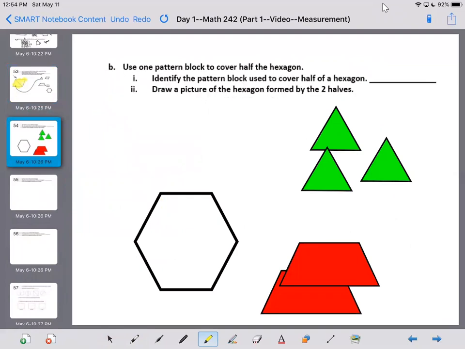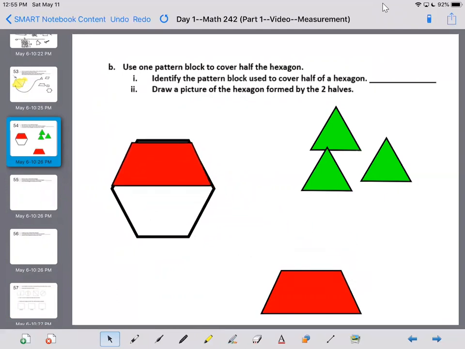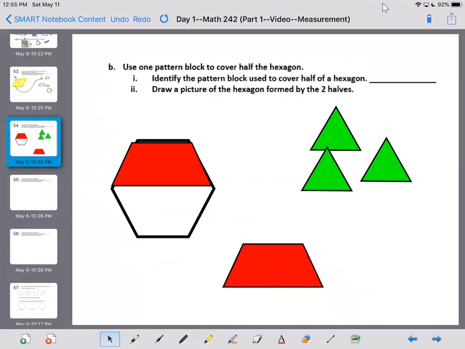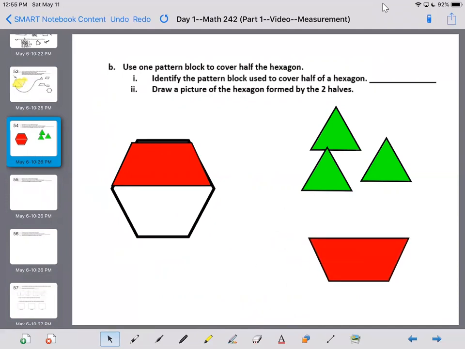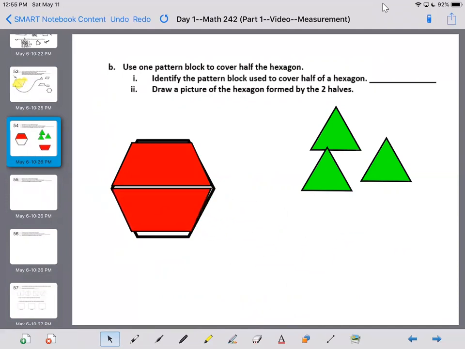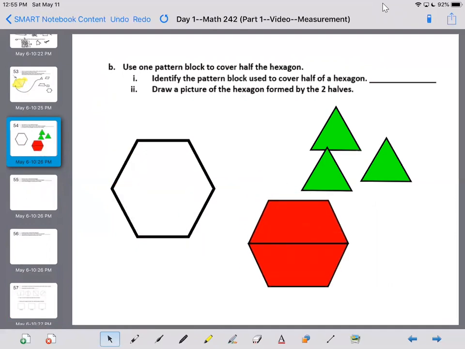Here we've got use 1 pattern block to cover half the hexagon. So when they have the hexagon here, they're thinking about what pattern block would cover half of it. The trapezoid would be used to cover half of that, because we can see that if I bring in the other half, it creates that hexagon. And so we'll draw a picture of the hexagon formed by 2 halves. Well, there's the other half, and there's my new picture. So both of these would represent that equivalence.